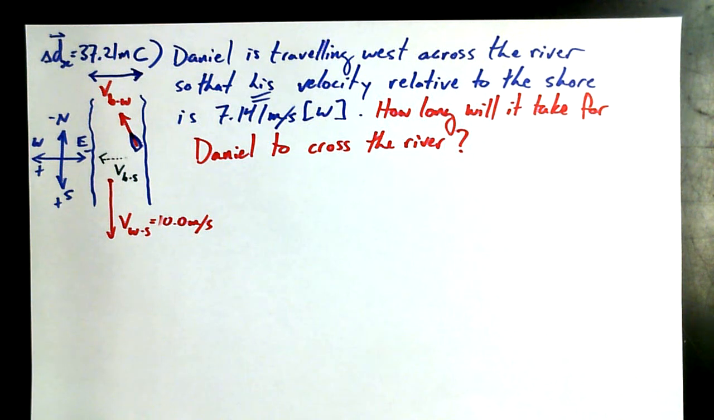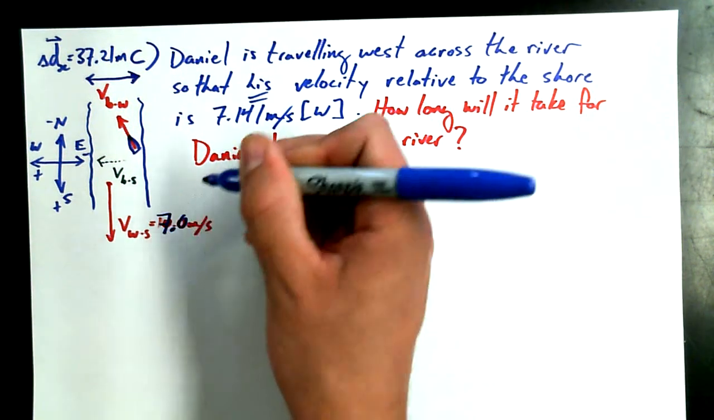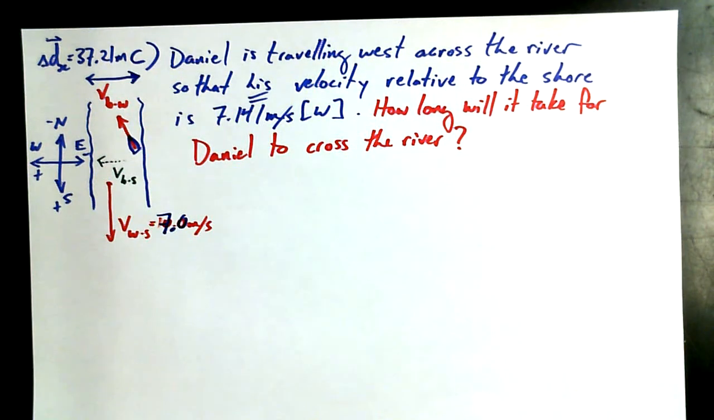Yes, sir? Isn't the velocity of the water relative to the shore 7 meters per second? No, we said that the velocity of the... Did we say that? Oh, you're right. The velocity of the water relative to the shore was 7 meters per second. You're right, we did. I shouldn't change the values as we move along here. So the velocity of the water relative to the shore is 7 meters per second. My mistake.